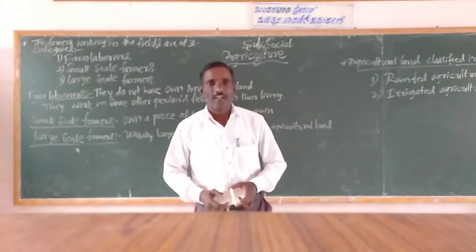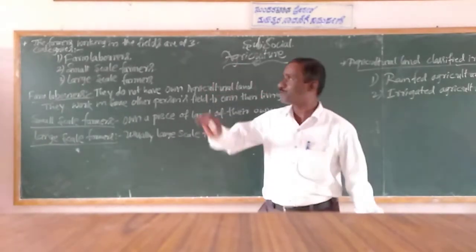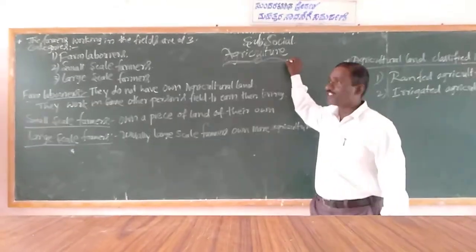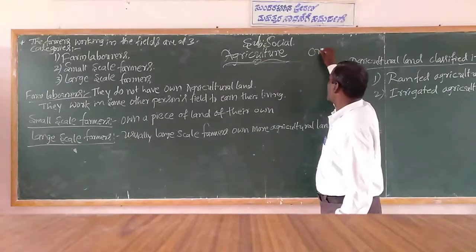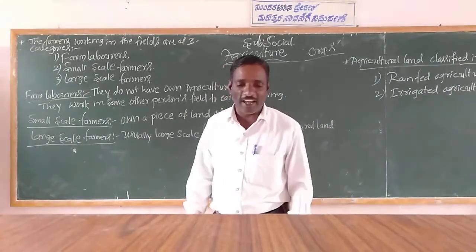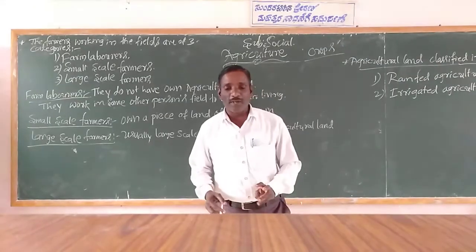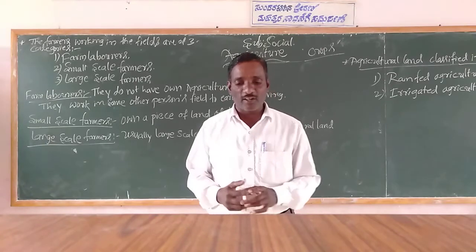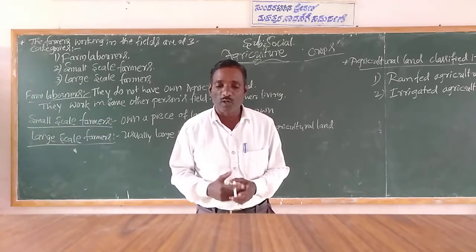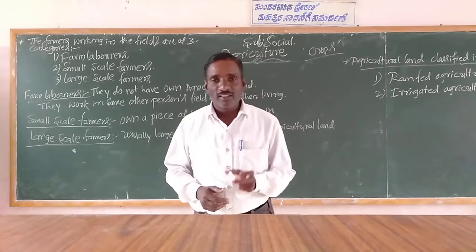Today I teach class 5th, subject social, the continuous 4th lesson, agriculture. In the previous class we discussed agriculture. Agriculture field. What are crops? Plants grown on the agricultural fields are called crops.